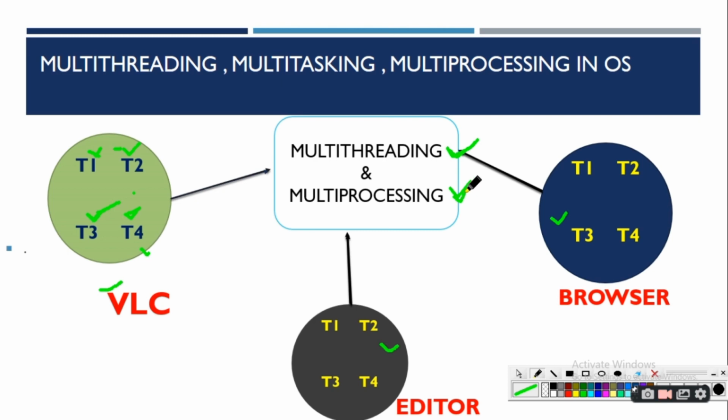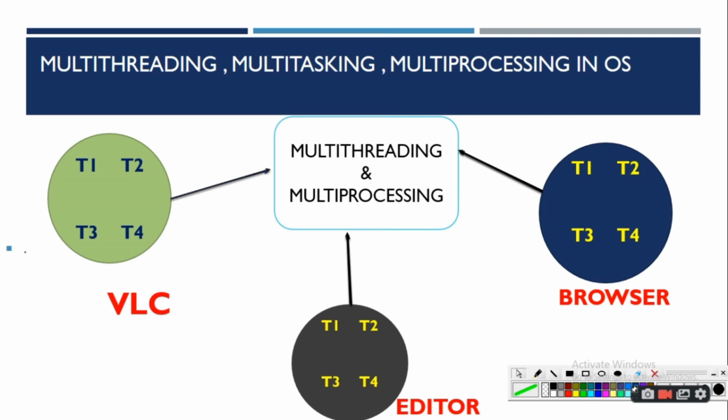Before going to the next topic, let's summarize this. A thread is a small sub-process with a set of instructions for any work given by a user, and if you work with multiple threads at the same time, it is called multi-threading. If multiple processes are running at the same time, it is called multiprocessing. And if we are able to do multiple tasks, we can say it is multitasking. So this is all about the operating system concepts of threads, multi-threading, multitasking and multiprocessing.